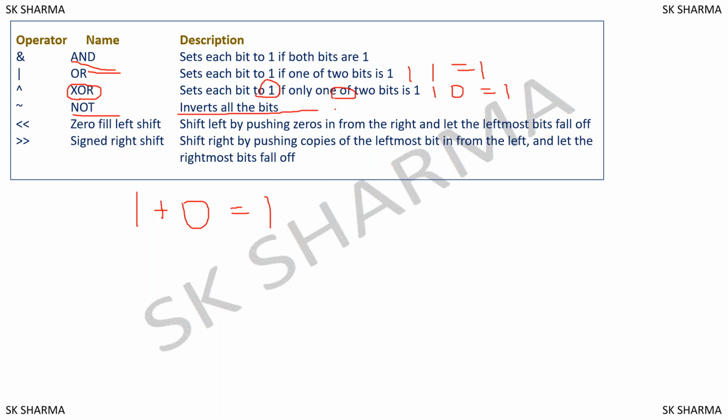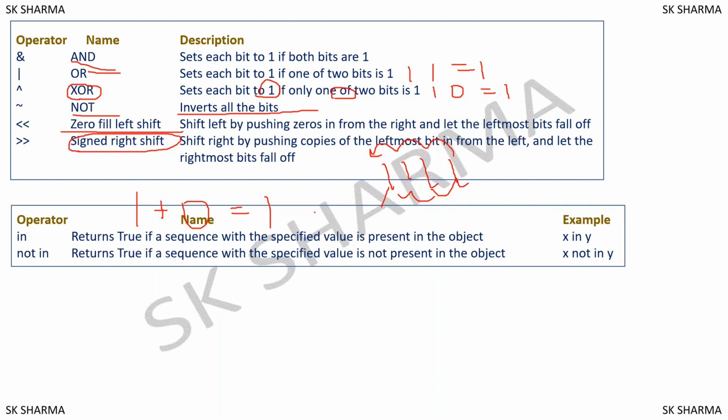Not converts 1 to 0, and 0 to 1. I don't want to go too deep, it's not of much use. It is something to shift the binary values. Zero fill left shift: we are shifting the number to the left side, and here we are inserting some number and then shifting to the right. Okay, let's leave it.